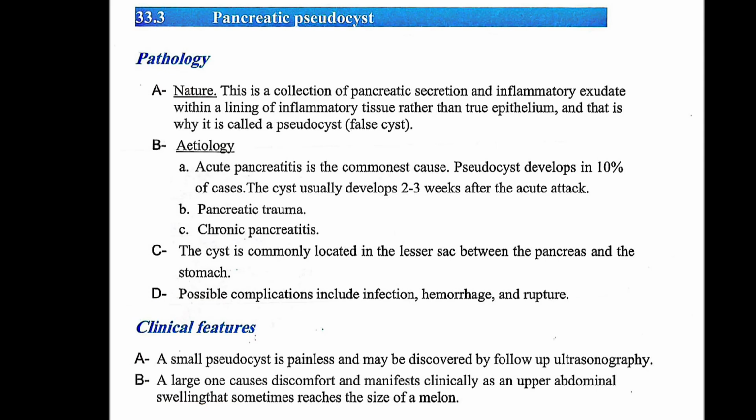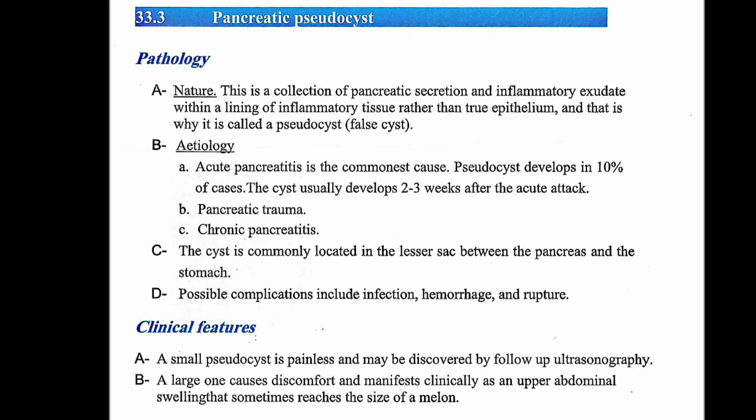So, what is the cause? What exactly causes this pancreatic pseudocyst? We have acute pancreatitis. Okay, acute. It's the commonest cause. Acute pancreatitis will cause pancreatic pseudocyst, the false cyst. So, the pseudocyst develops in 10% of cases, very small number, right? The cyst usually develops 2 to 3 weeks after the acute attack.